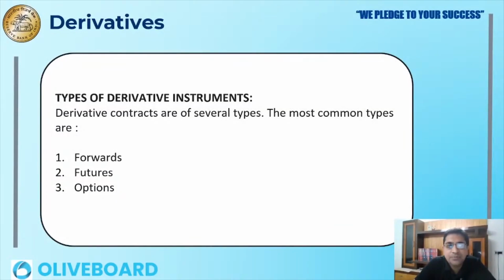Now comes the types of derivative instruments. Right now we were talking only about the type of people who are there in the derivative market. Now, what type of instrument do these people use? Normally the three main instruments these people use are forward derivative, future derivative, and options derivative. Forward, futures, and options, right?